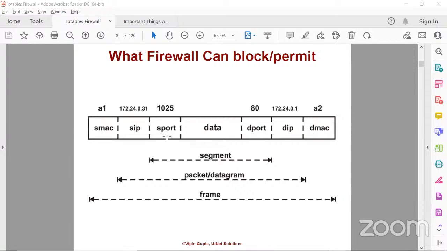And out of these also, almost 85% of the time, it is going to work on these 3 things: source IP, destination port and destination IP. So in our case, when I give you the practical example, mostly we will be blocking on the basis of source IP, destination IP, and destination port. So let me now move to the practical portion.